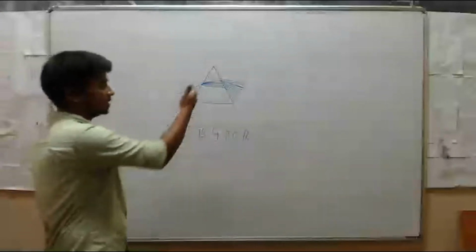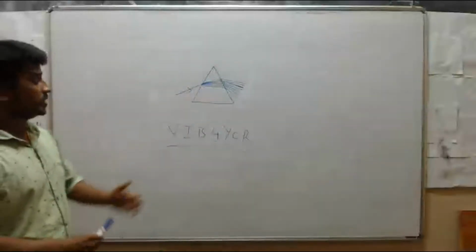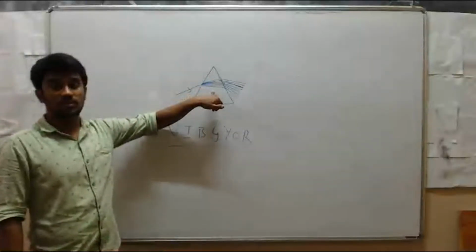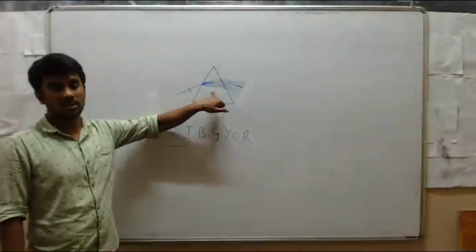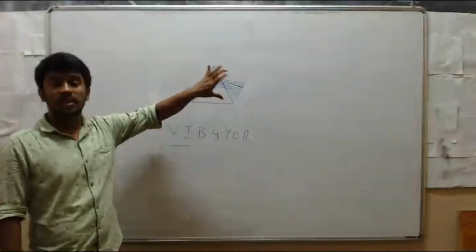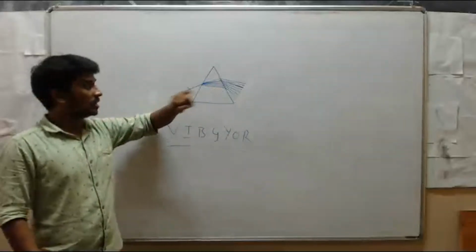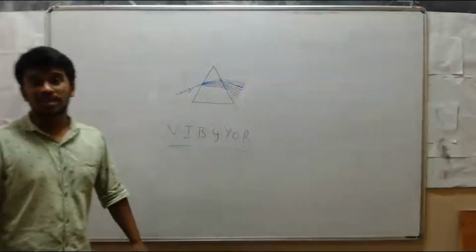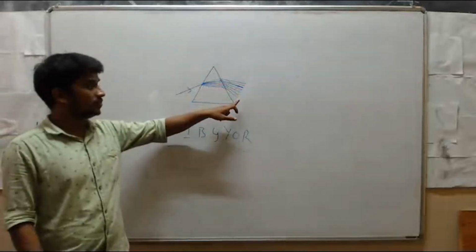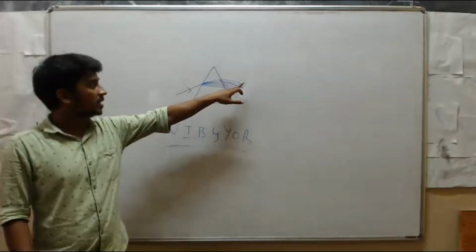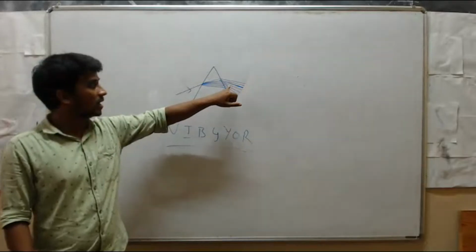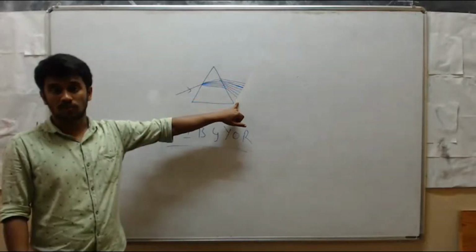Okay, see here, why do we get these colors? Because the different colors bend with different angles, which depends on the incident ray. Here the red light bends least, and the violet bends more.